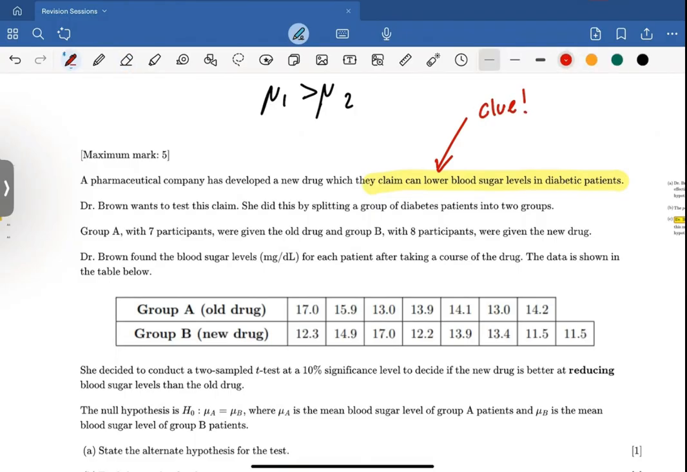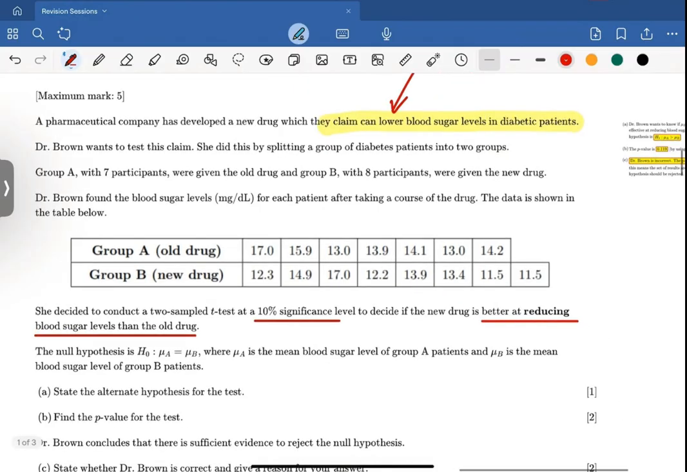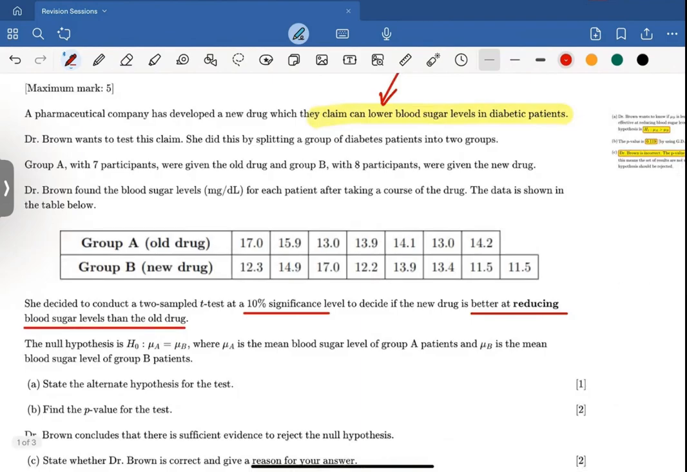They want to test a claim. She starts this by splitting the group of diabetes patients into two groups. So the people in group B were given the new drug, and we've got the data in the table below. So we're doing a two-sample t-test, 10% level this time, to decide if the new drug is better at reducing blood sugar levels. Okay, so they even bold in this question to say that the second group has got to have a lower mean than the first group.